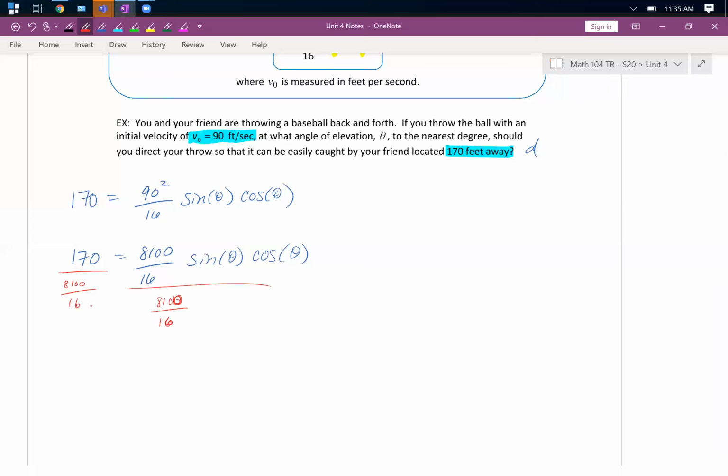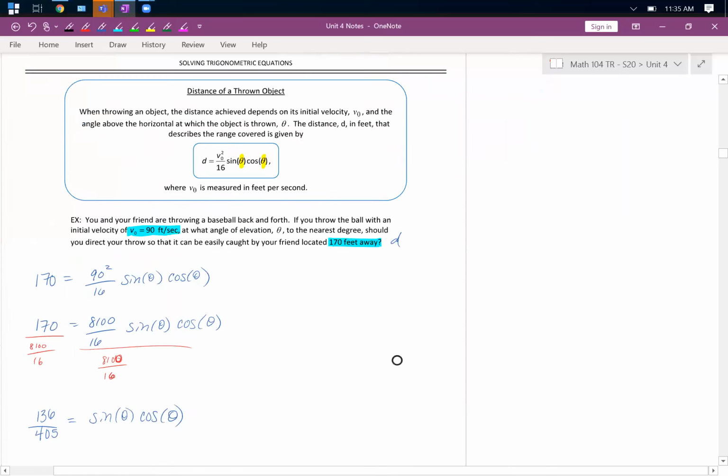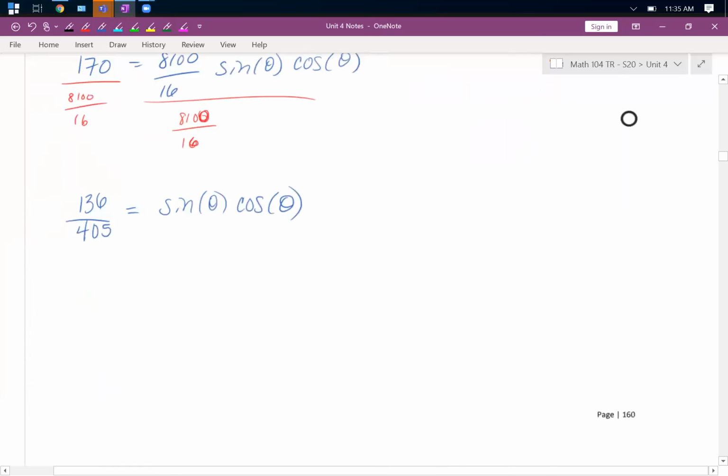Does anybody have an answer? I don't have it. Is that 136 over 405 once we simplify it? And now we'll use our product to sum identity.